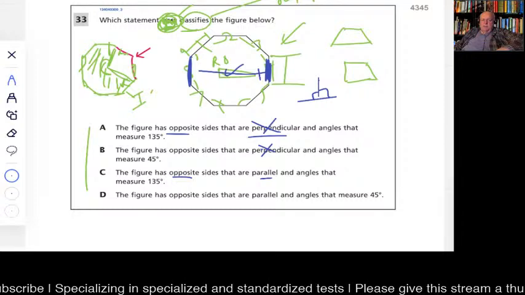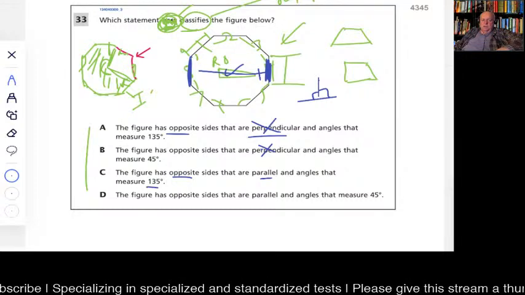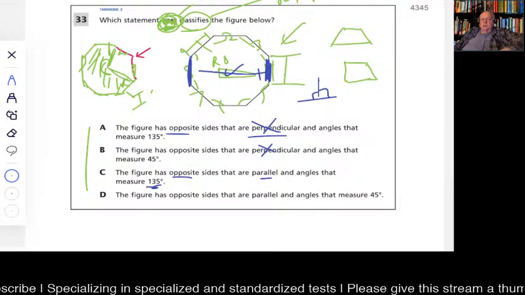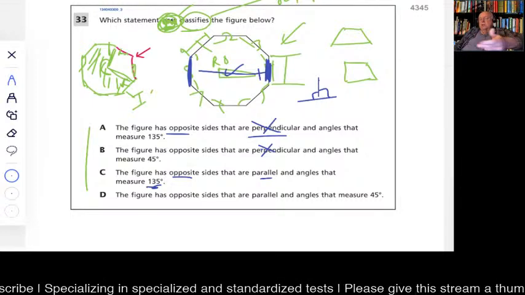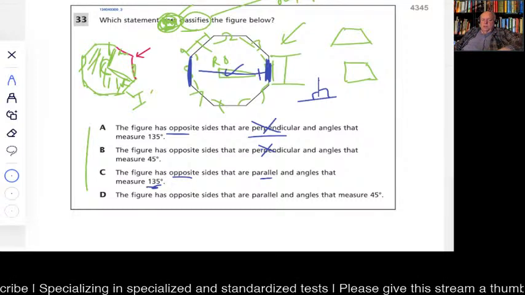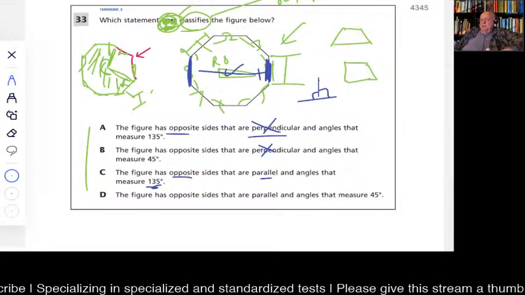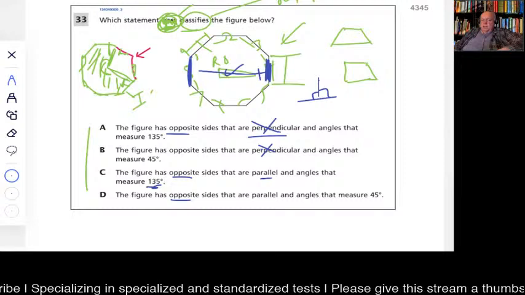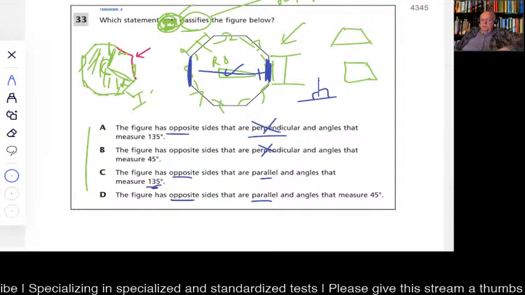Okay, and a measure of 135. Ooh, how do we know that? We don't have a protractor, right? At least in the New York State test and this kind of test, you're not given a protractor. Okay, so can we figure that out? Okay, and then D says the figure is opposite sides that are parallel. So C and D has a measure of 45.